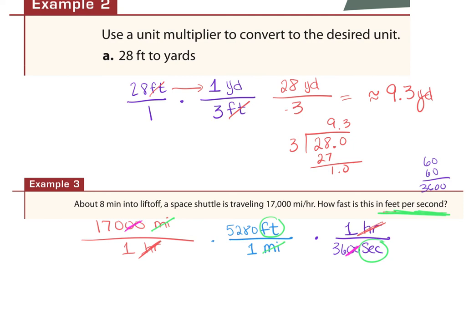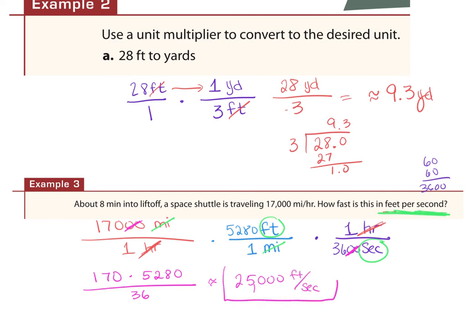So while that may not help tremendously, it helps a little bit. I would actually not give you something quite this large, but you're going to multiply 170 times the 5,280 on top, and on bottom you're just going to have a 36. You multiply all this out, they actually round it to the nearest thousands here. 25,000 feet per second. That is going rather quickly, by the way. As if we didn't know 17,000 miles per hour was, but.